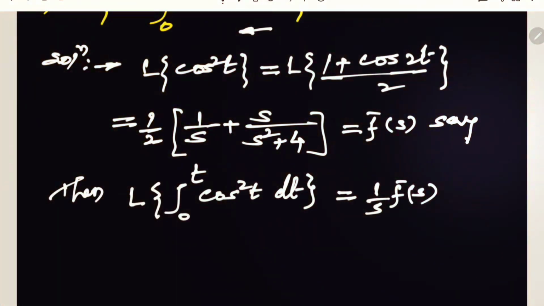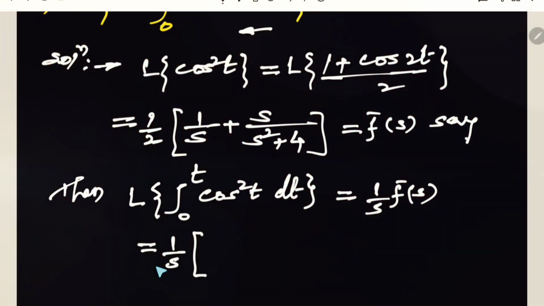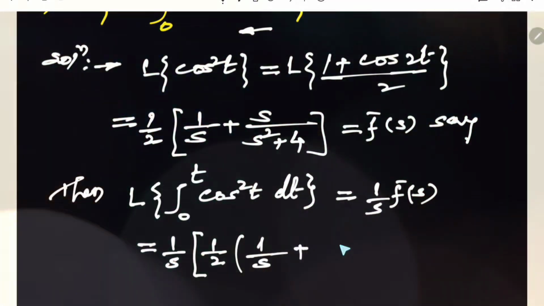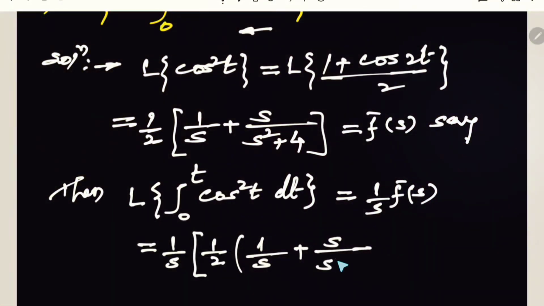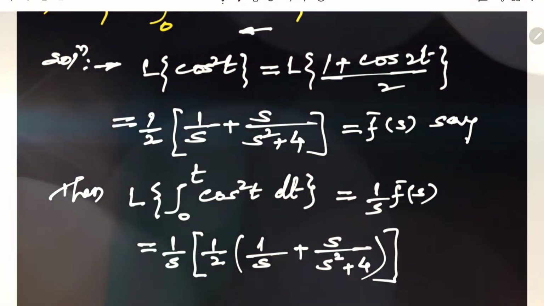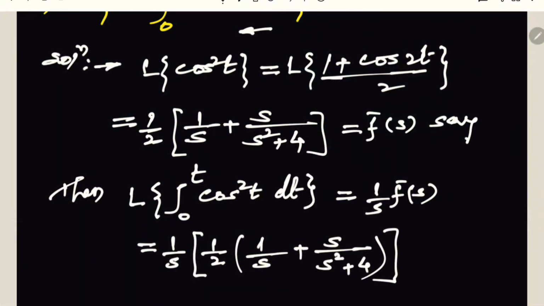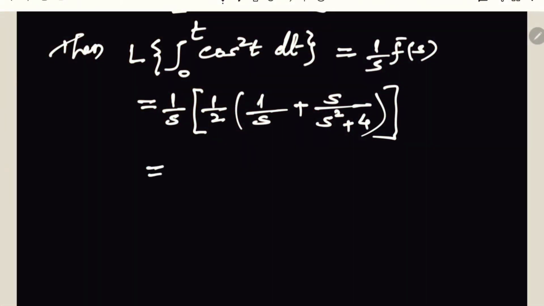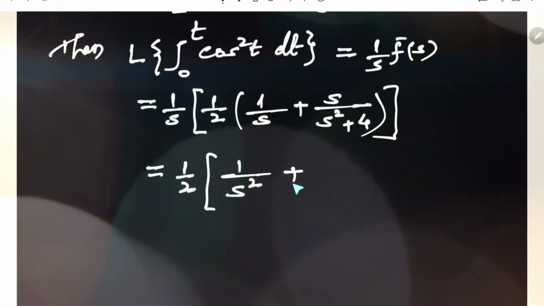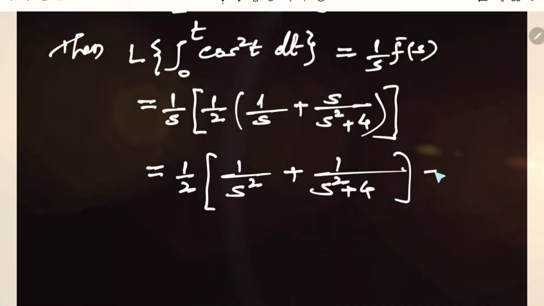Therefore, it is 1 by s multiplied by 1 by 2 in another bracket 1 by s plus s by s square plus 4. Then taking 1 by 2 outside and multiplying 1 by s inside, we get 1 by 2 times 1 by s into 1 by s, it becomes 1 by s square, plus the s's get cancelled in the second term, 1 upon s square plus 4, and we call this the new f bar of s.